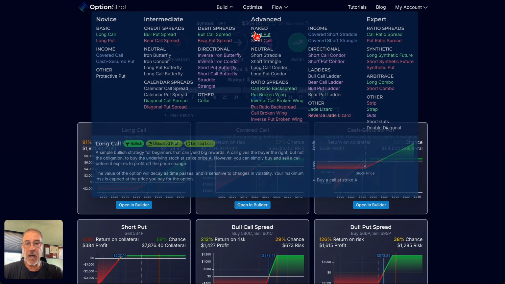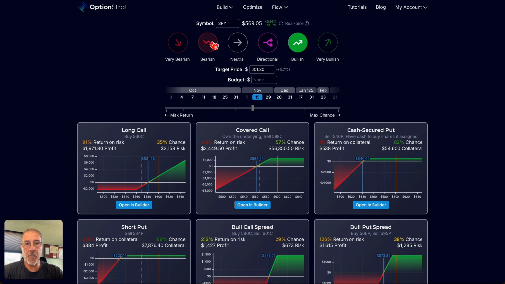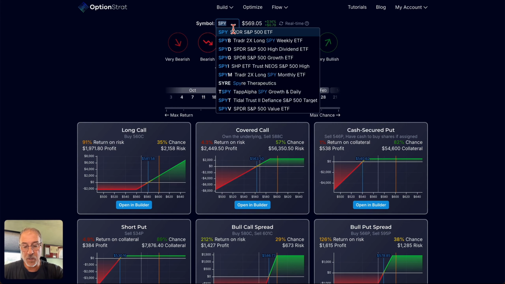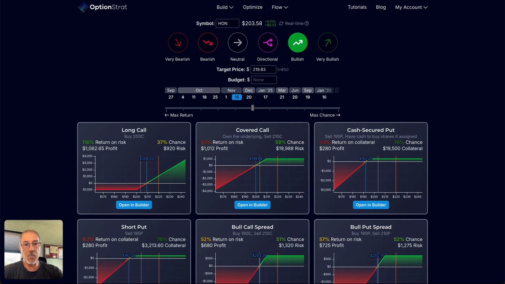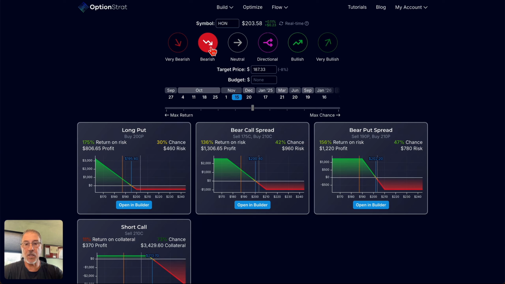So let's show you how I would use OptionStrat to come in and maybe figure out a good trade for this particular underlying. I put in Honeywell. Now I'm not going to be very bearish on this, I'm just going to be bearish on it. And if I'm bearish on it, we can see that it pops up a number of different possibilities for us. And maybe I have a target price on this.